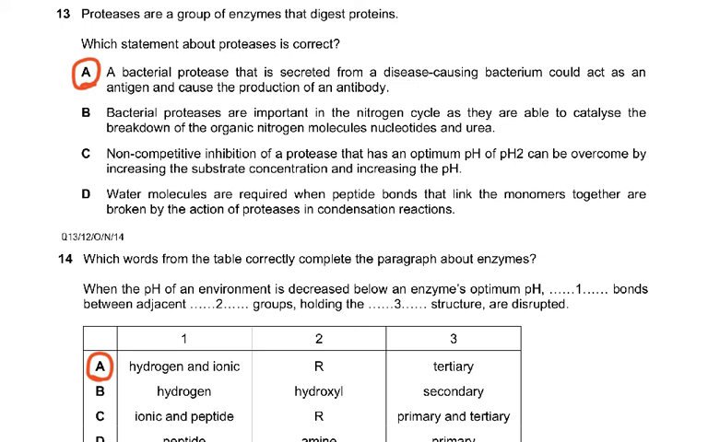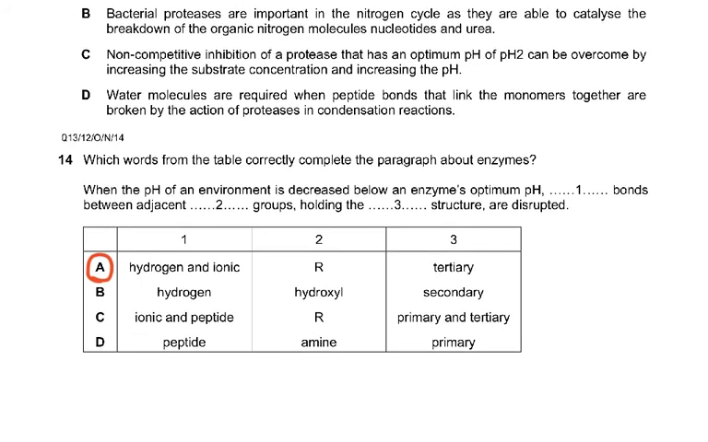Which statement about proteases is correct? So yes, it's a protein. So if a disease-causing bacteria produces it, it acts as an antigen because it has a specific shape. The rest you can understand, they're not the answers. I'm not going into the detail of that. Then coming to question number 14. Which words from the table correctly complete the paragraph about enzymes?